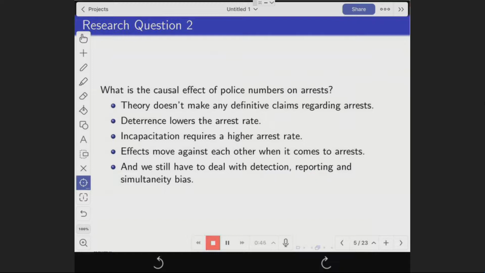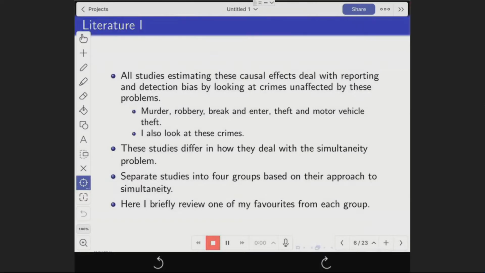So that's the setup. We're trying to estimate the effect of police numbers on crime and police numbers on arrests. So literature, people that have already done this. All studies that estimate these causal effects convincingly deal with reporting and detection bias by looking at crimes unaffected by these problems. What are these crimes? In general, they are murder, robbery, break and enter, theft, and motor vehicle theft. Now, there are 2 reasons for this. They're both well reported, because victims have a strong incentive to report, and also they're difficult for the police to detect. So that's how we get across the reporting and detection bias problems.